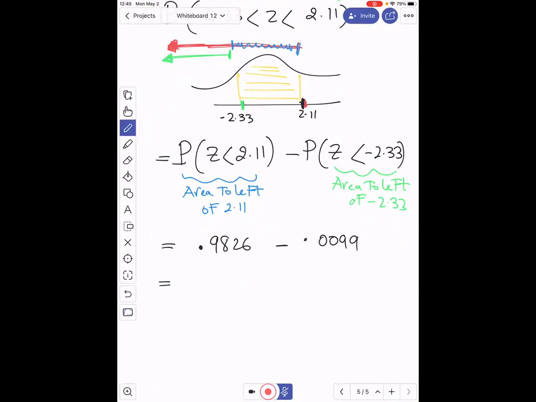So this is minus 0.0099, right? And the difference, I guess, would be, what is it? Anyway, it's two places to the right, multiplied by 100. That's about 98%.